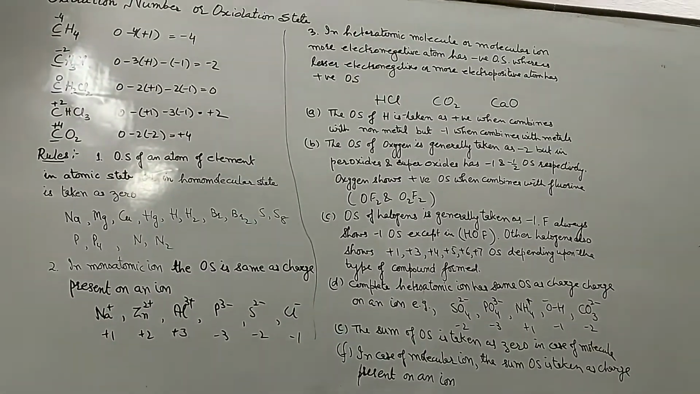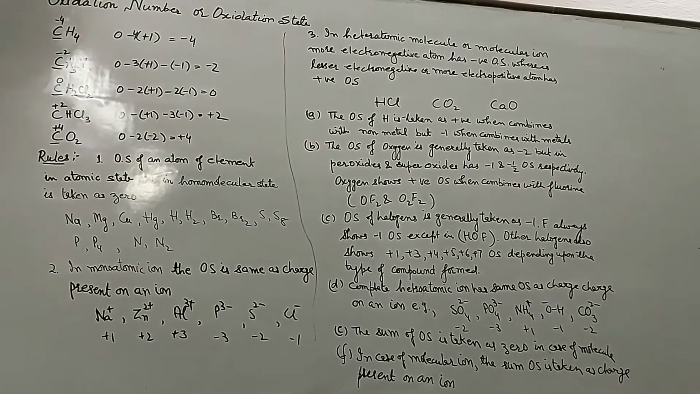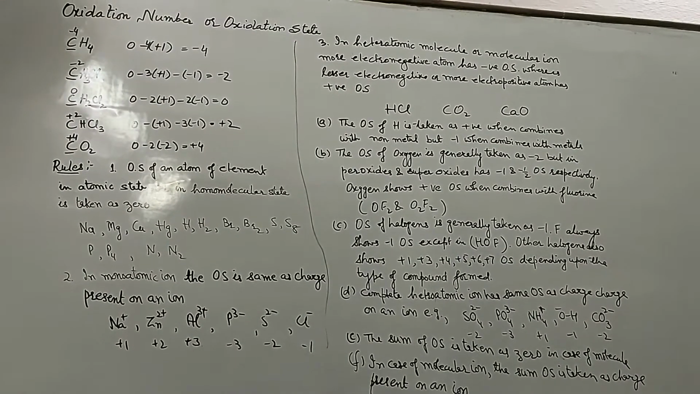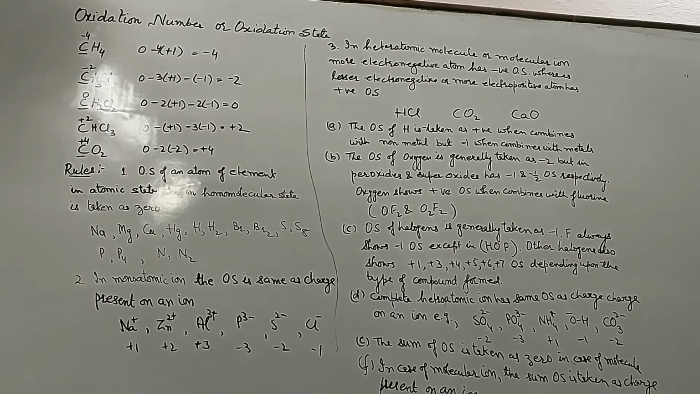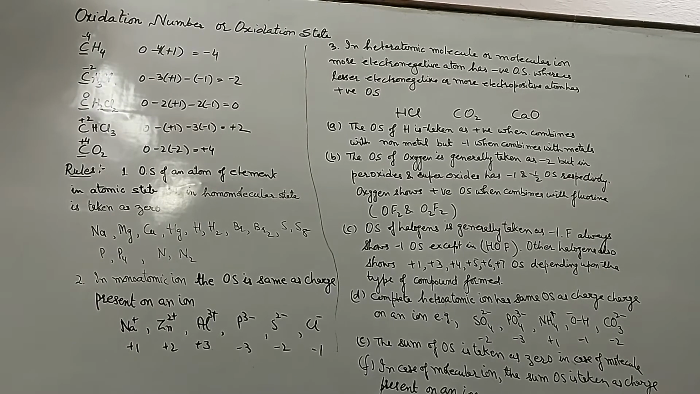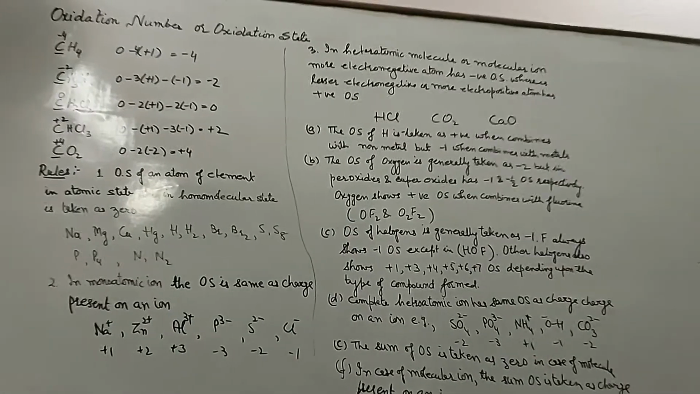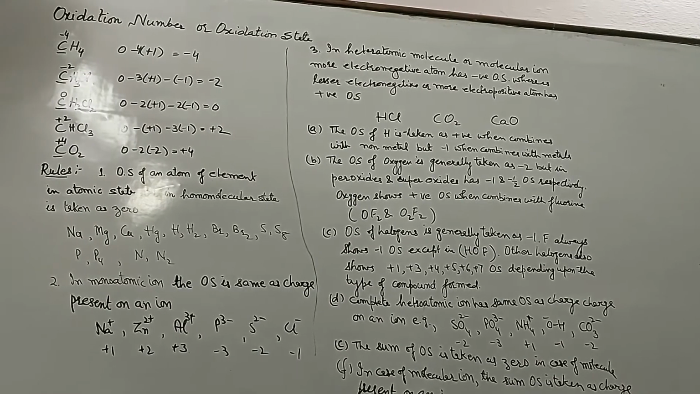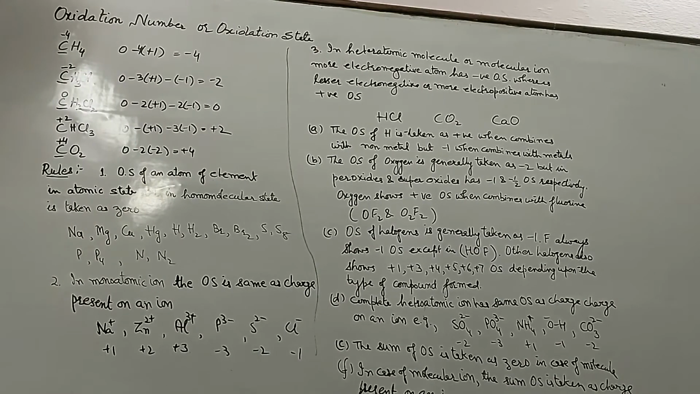The oxidation state is the apparent charge present on an atom of an element when all other elements are removed in the form of ions. I repeat it again. The oxidation number or oxidation state of an atom of an element is the apparent charge present on an atom when all other elements are removed in the form of ions.